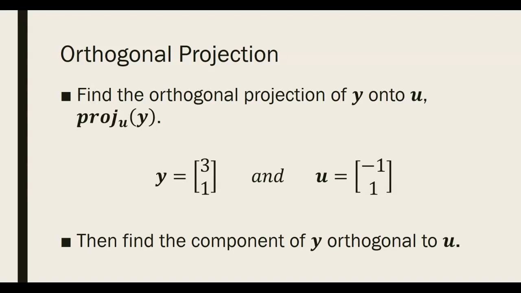So I want you to go ahead and do the exact same thing for the vectors y equals (3, 1) again, but u now is (-1, 1). Find the projection and then also find the component of y orthogonal to u.